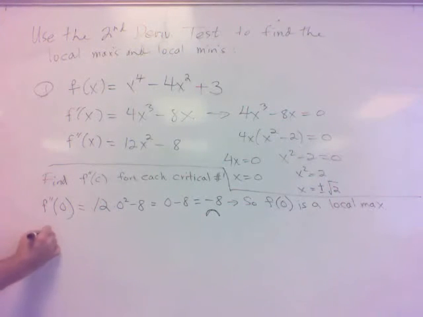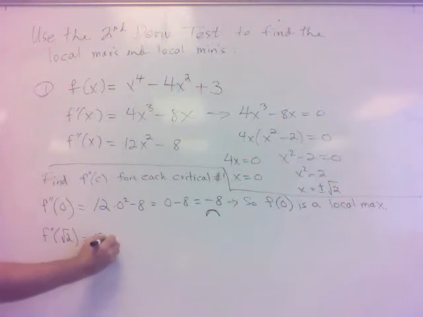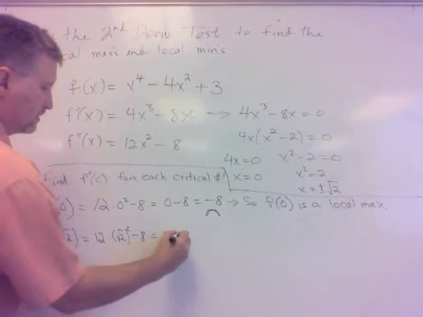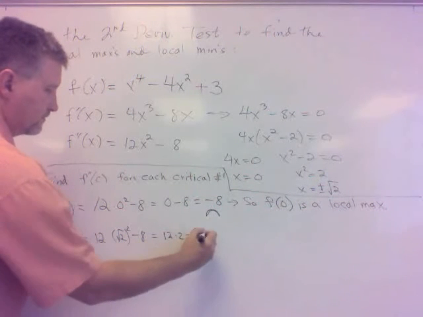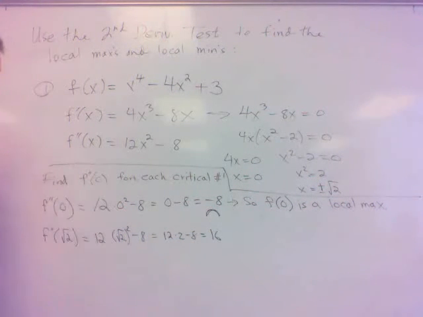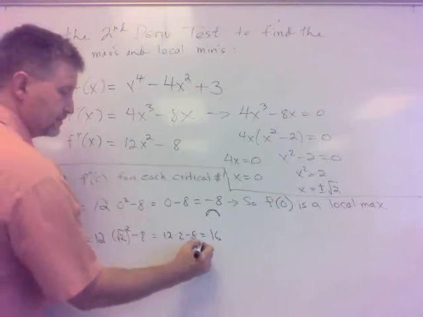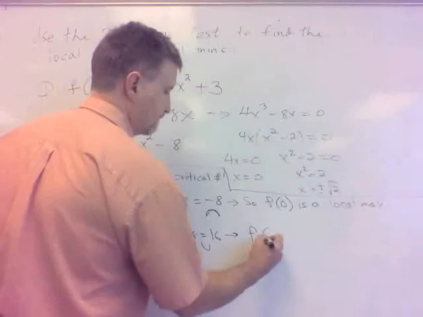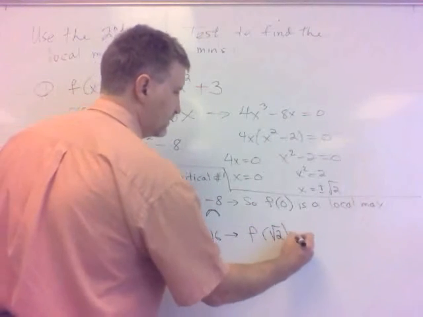All right, so do the same things. F double prime at square root of 2. Plug the square root of 2 in the second derivative now. So we have 12 times the square root of 2 squared. That'd be 12 times 2 minus 8. That's 24 minus 8, that's positive 16. That's concave up. So the graph has to be concave up at square root of 2. That's a local min. So f of square root of 2 is a local min.